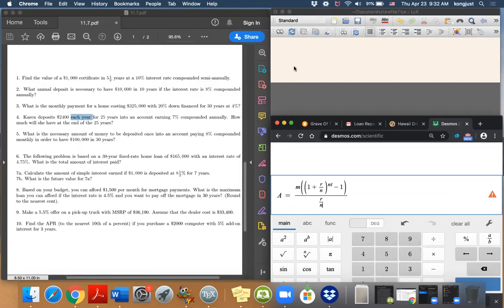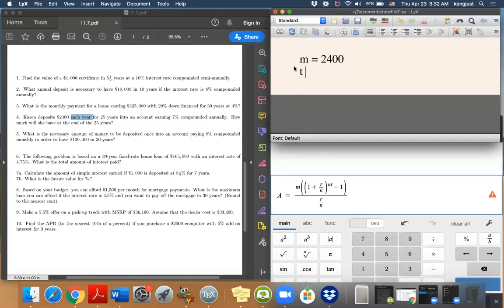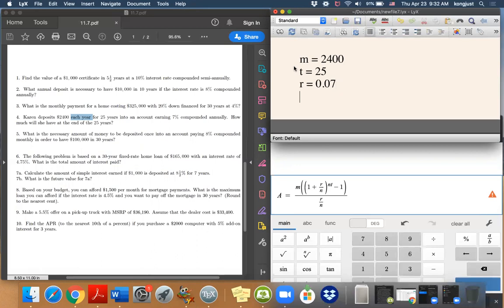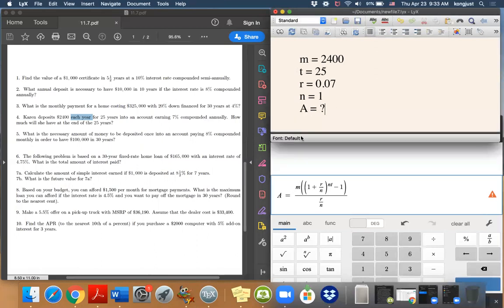Okay, so let's look at our variables again. M is equal to 2400. 25 years is T. R is 0.07. And N is 1 because it says each year's deposits and compounding annually. Those are matching up with each other. Those are all the variables actually. So let's just figure it out now. A is what we're trying to figure out.